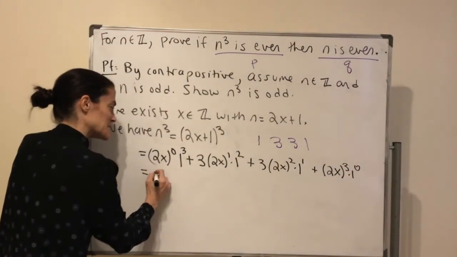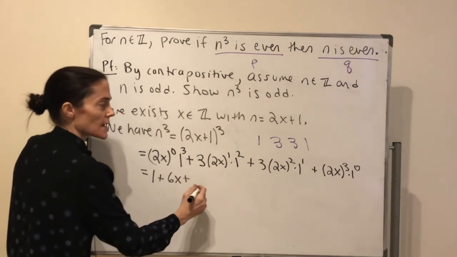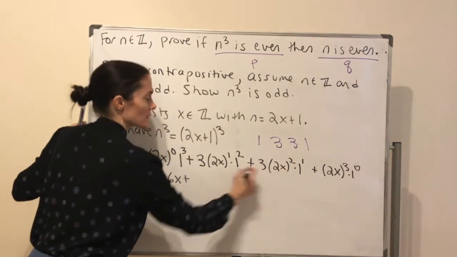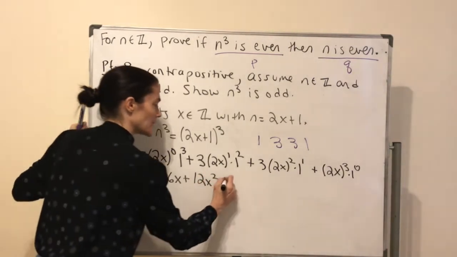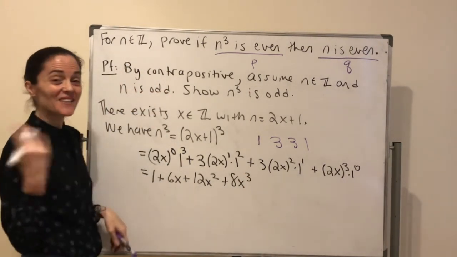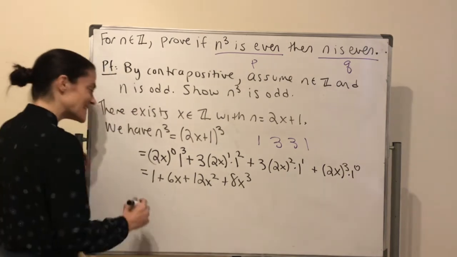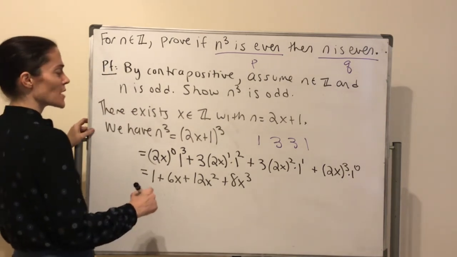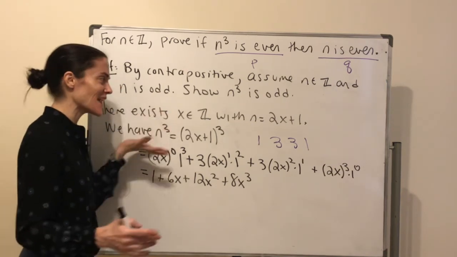And then this becomes 1 plus 6x plus, this is 4x squared times 3, we get 12x squared, and finally we get 8x cubed. Right? This was the binomial theorem that we recently did. And what am I trying to prove? I got so excited about the binomial theorem. Now let's look at what we're trying to prove.